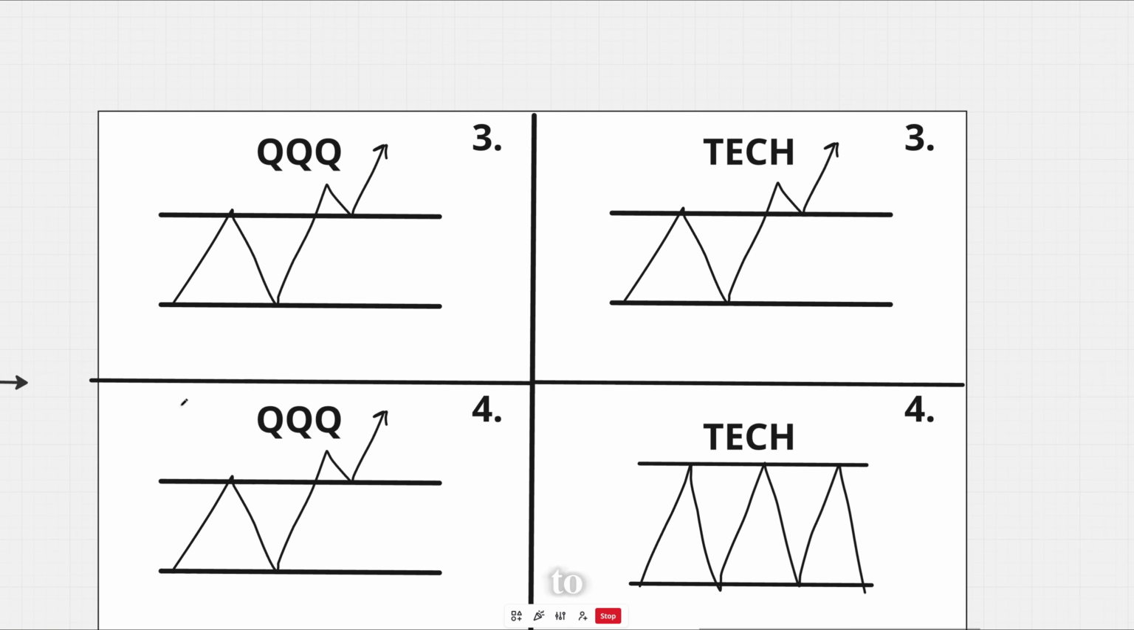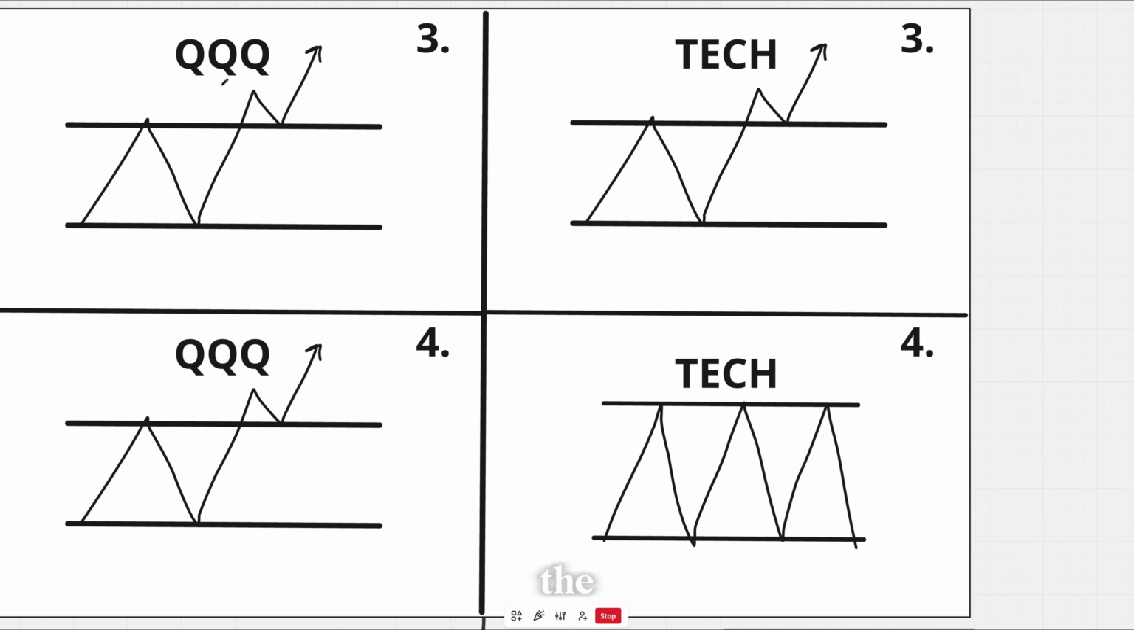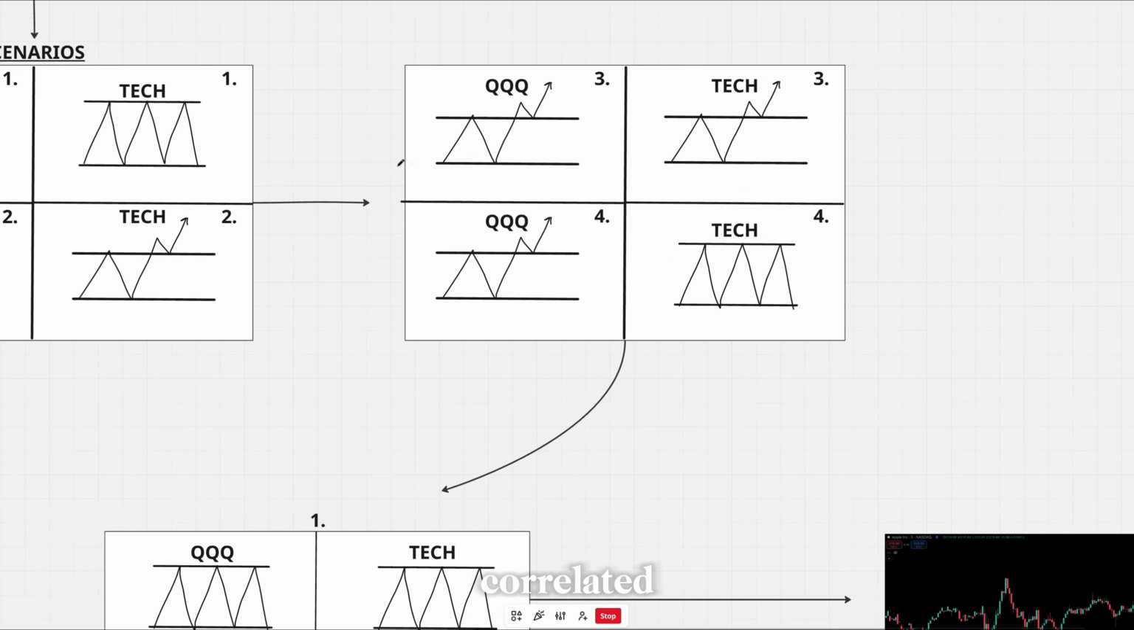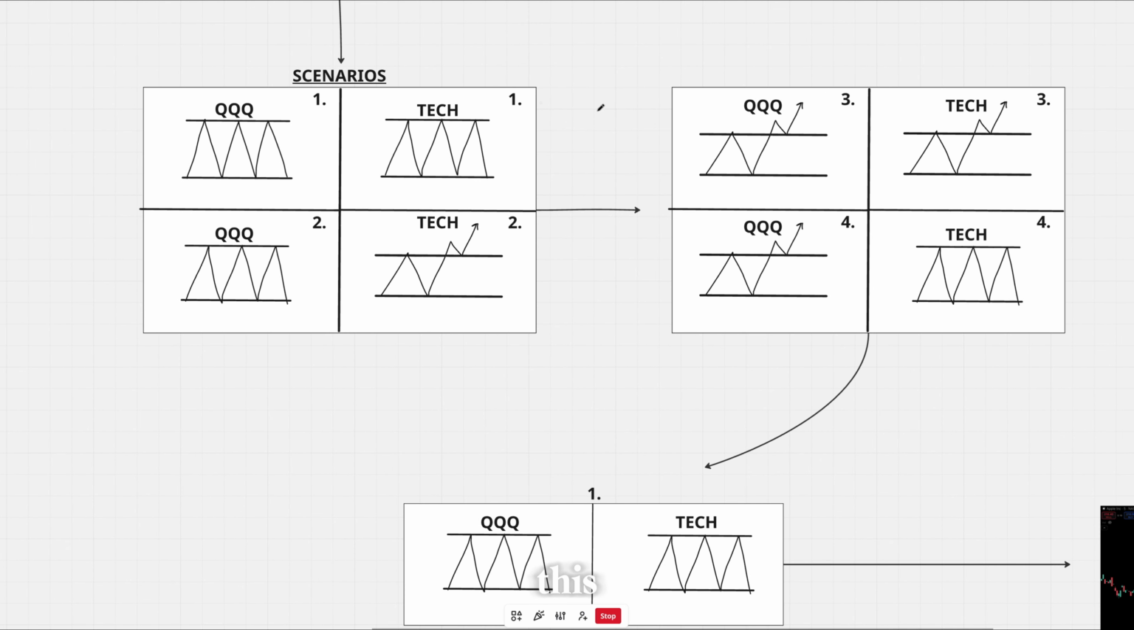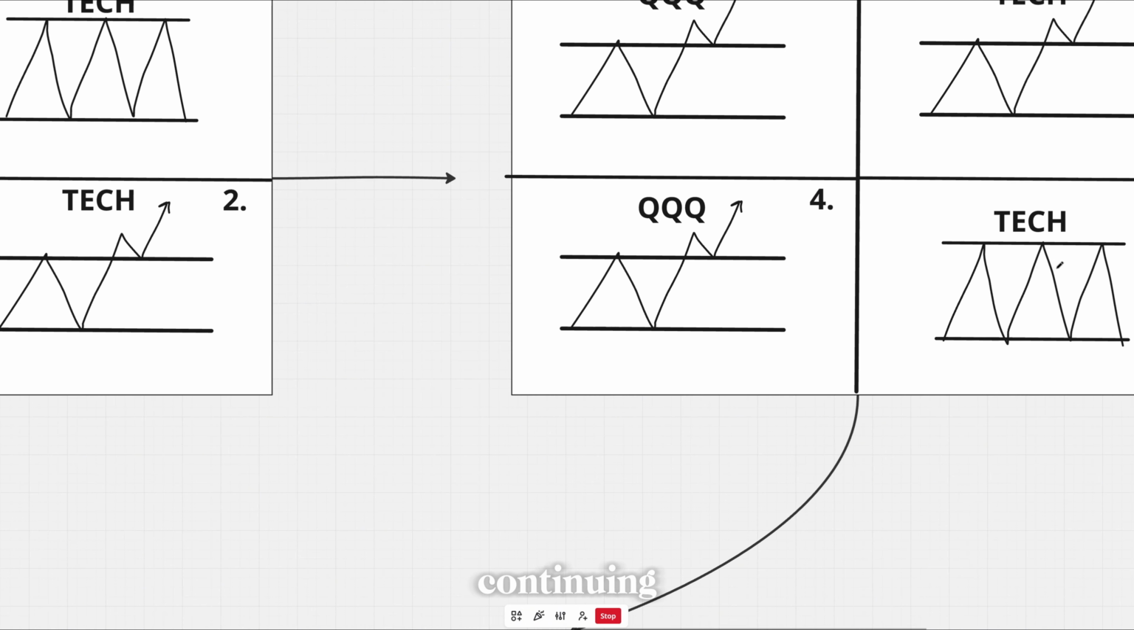Now, moving on to scenario number three, QQQ alongside tech, they are both moving towards the upside, making new highs and higher lows. We are continuing to push towards the upside on tech, and we're continuing to push towards the upside on the QQQ, right? So this is a key example of the Qs and tech correlated alongside each other, similar to this example here, except now we're continuing towards the upside.